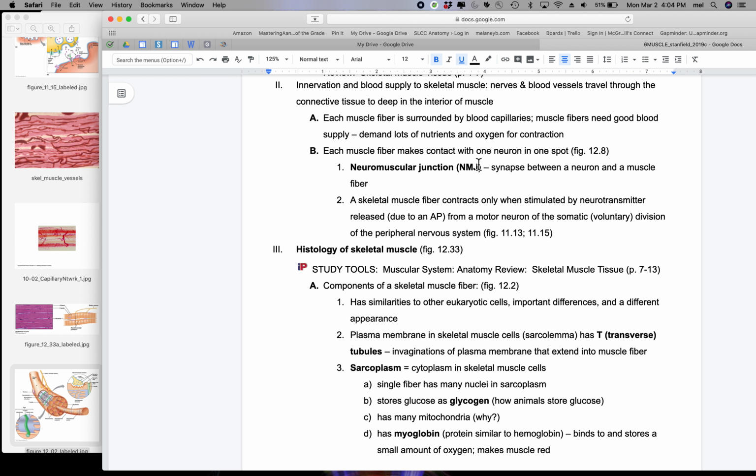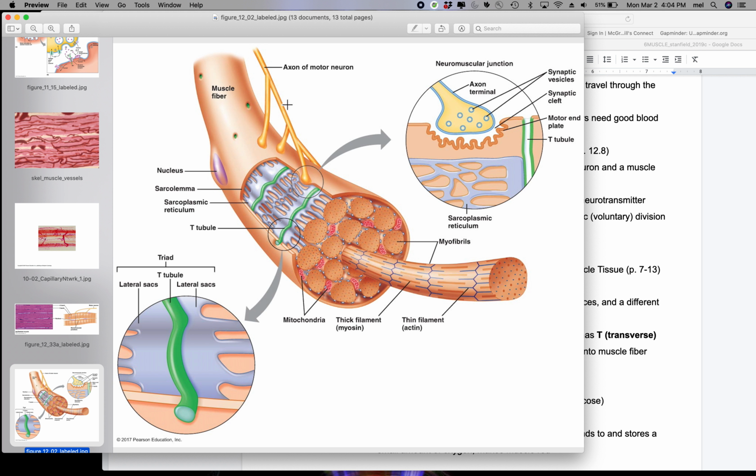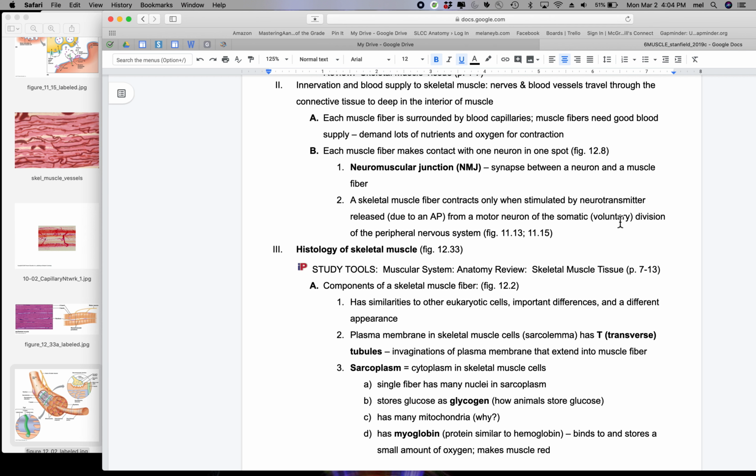So the neuromuscular junction, which I'm going to abbreviate NMJ for a while, is a synapse between a neuron and a muscle fiber. And a single skeletal muscle fiber will only contract under normal physiological conditions when stimulated by a somatic motor neuron. Hopefully you guys remember that somatic is sort of the voluntary division of the efferent nervous system that controls skeletal muscle.